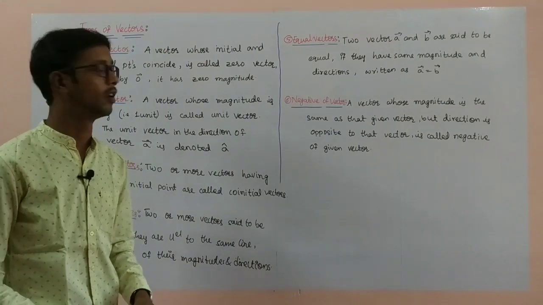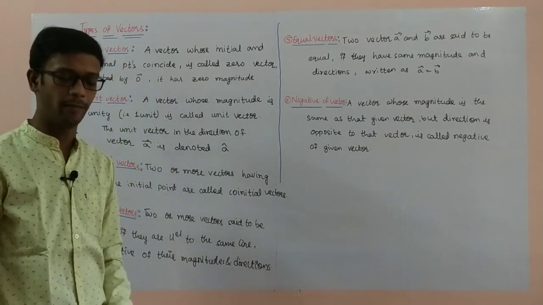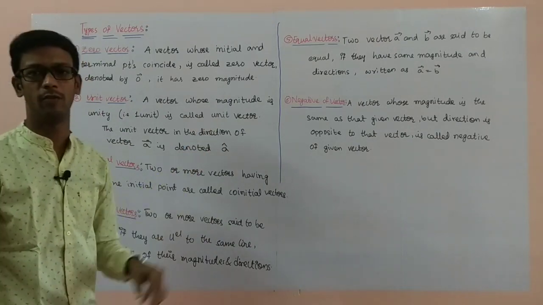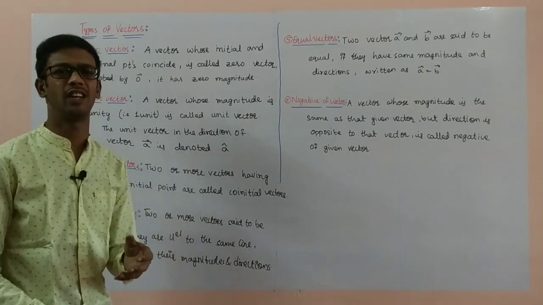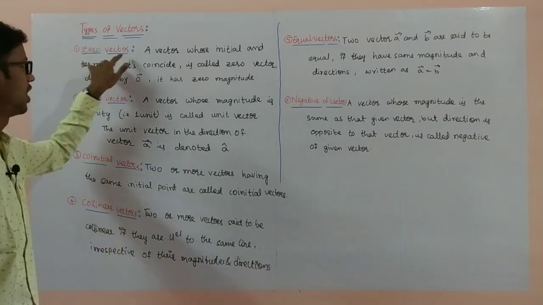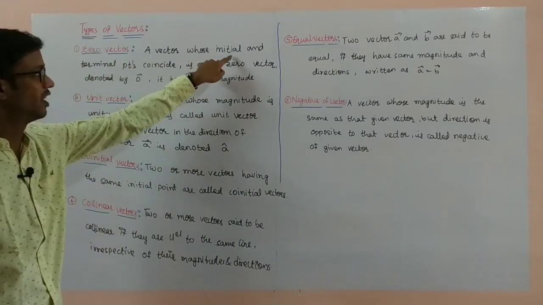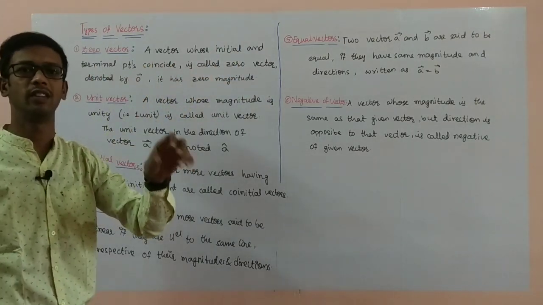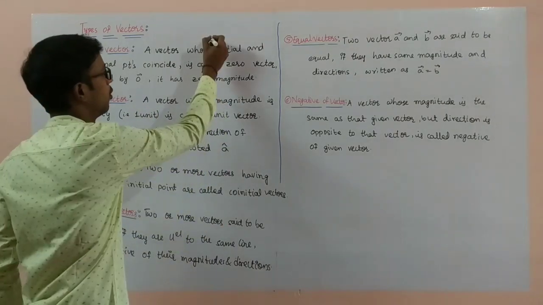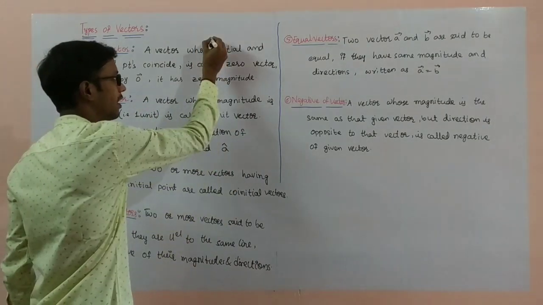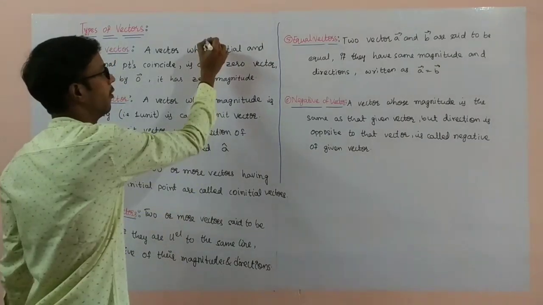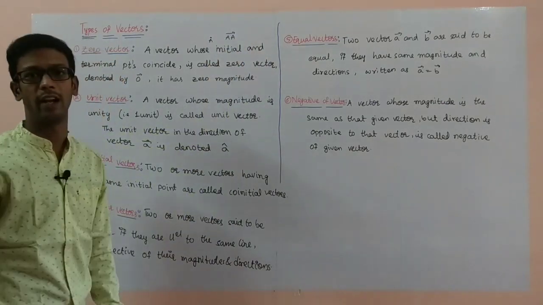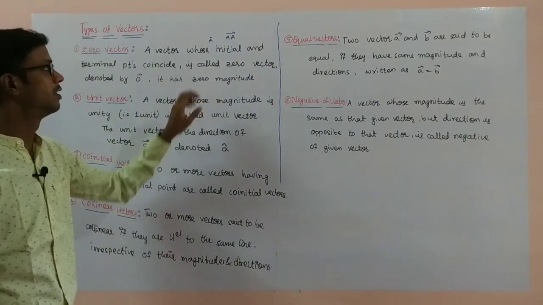Next concept is types of vectors. These types of vectors are important for 1 mark questions. There are a total of 6 types of vectors, and this is very important. Just the definitions. First one, zero vector: a vector whose initial and terminal points coincide, meaning the initial and terminal points are the same. For example, taking A, I will write A to A bar. That is called a zero vector.